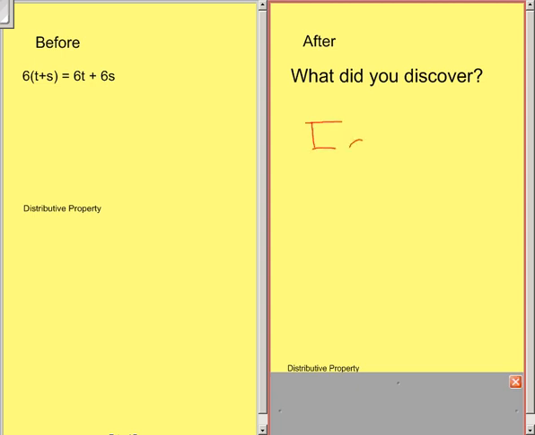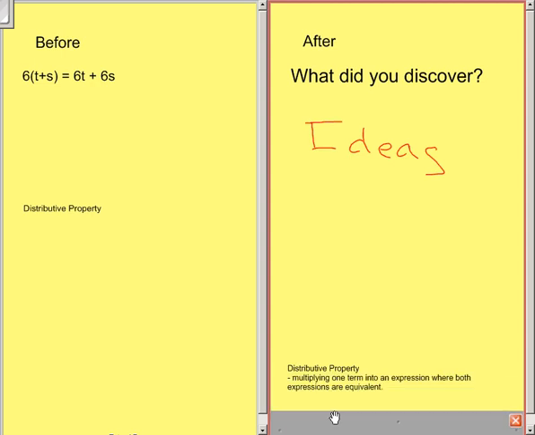And then we have the distributive property. It's actually hidden. So if you drag down the hidden bar, we actually have a definition given to them. So we say, okay, you found it out. Now here is what the definition actually is.